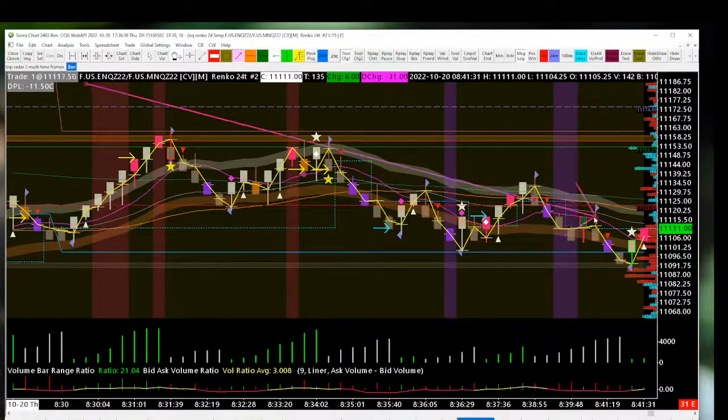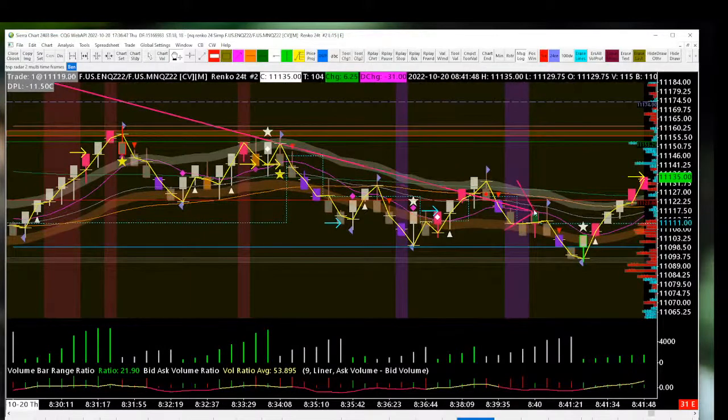So that one, it would have been this. And that failed. But it's in the first 10 minutes of the day. So now look at what it does. It goes back to that low volume node and triggers you to buy with a star.